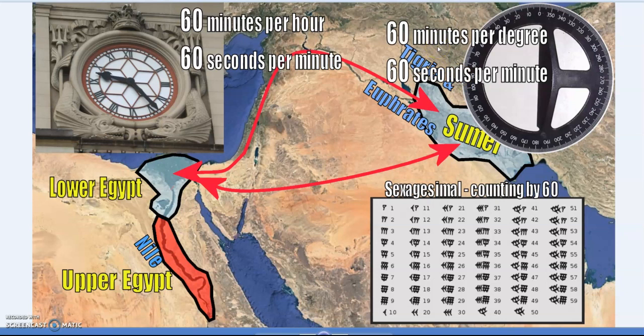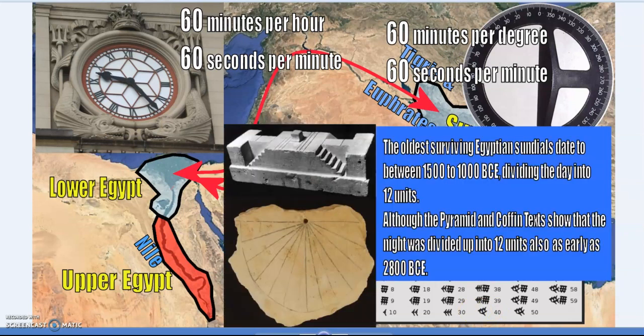For instance, a pyramid angle is 51 degrees and 51 minutes. Now we just tend to use a decimal, 51.84 degrees. But this is the impact that these ancient cultures had on us, and it's very evident. Oldest surviving Egyptian sundials, 1500 to 1000 BC, divided the day into 12 units. Although the Pyramid and Coffin Texts, and literally it's on the inside of these coffins, show they divided the night into 12 units, and that goes back to 2800 BC. So the 12-hour day and the 12-hour night, or the 24-hour day, is linked to these ancient systems.